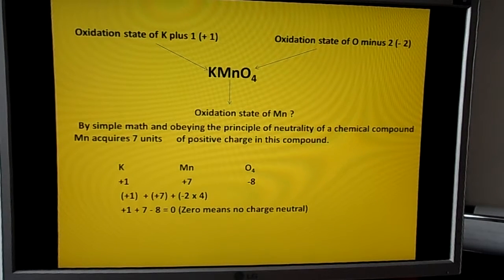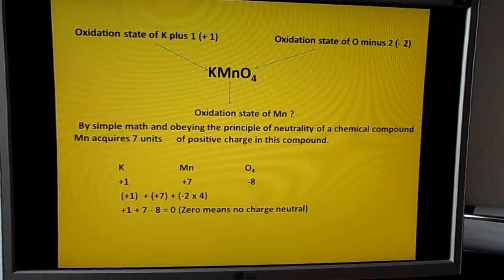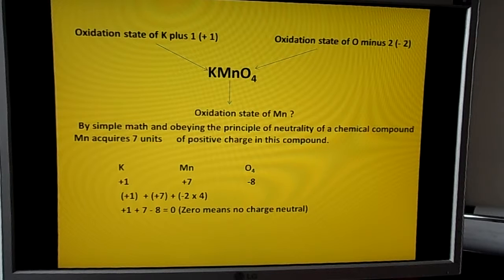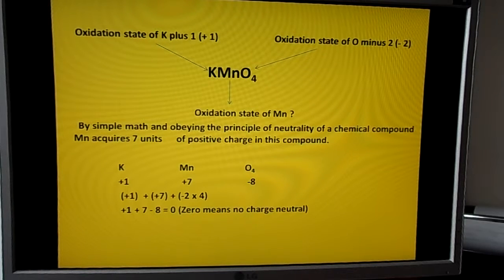Now, diagrammatically I am telling you this is KMnO4. Oxidation state of potassium is +1, oxidation state of oxygen is -2 and oxidation state of manganese we have to find out. Now, it is simple math. When we say the overall compound is neutral, on that basis we say potassium +1, oxygen -8. So if we have to balance by a simple algebra, +7 comes out to be the oxidation state of manganese.